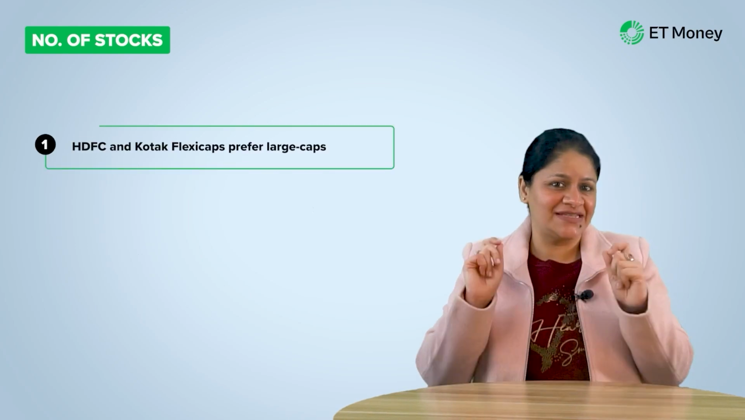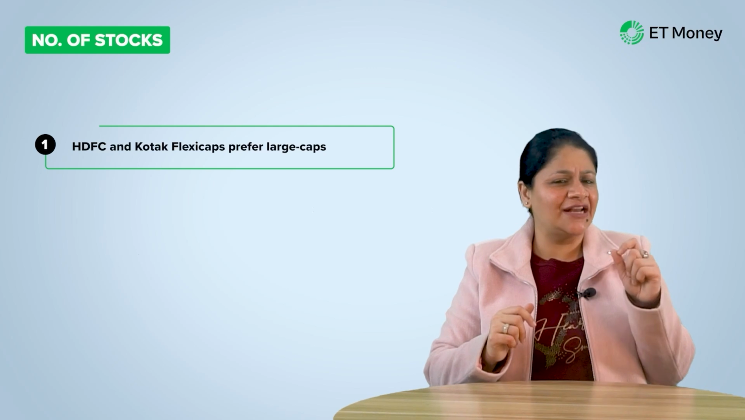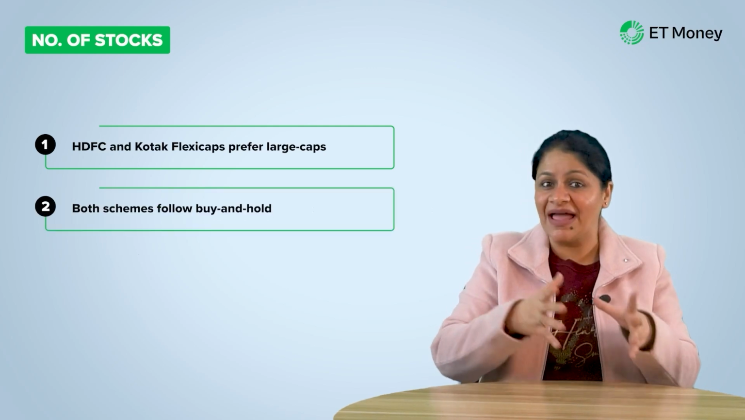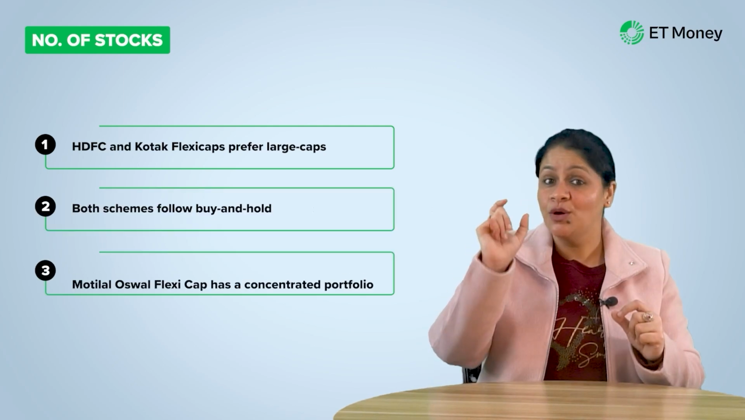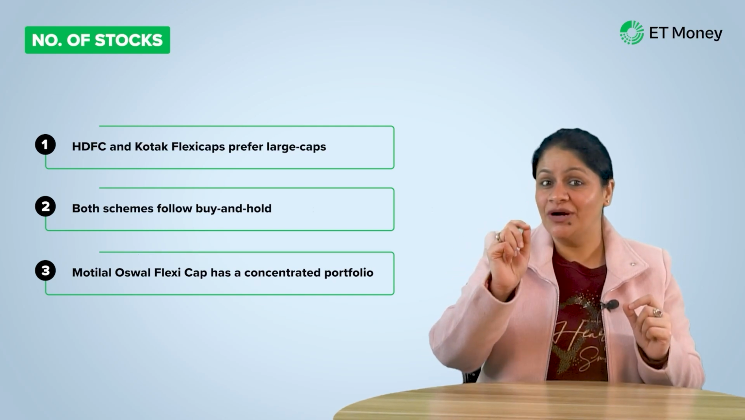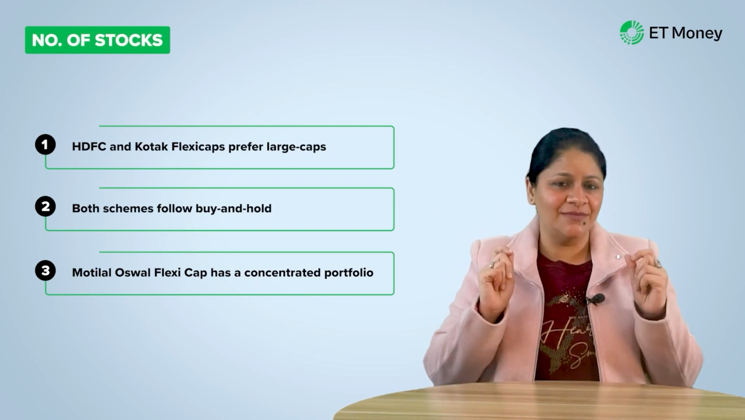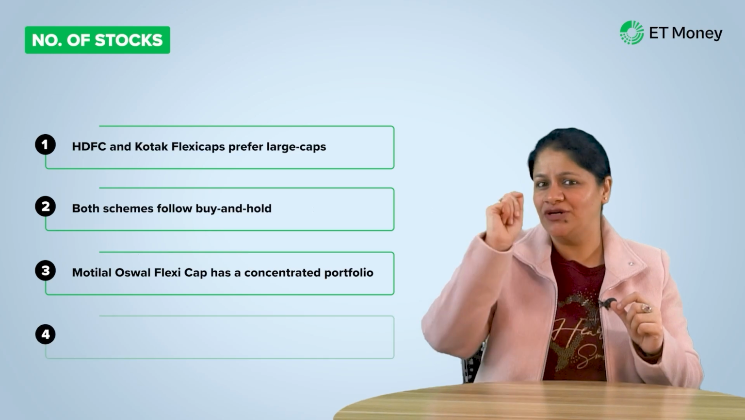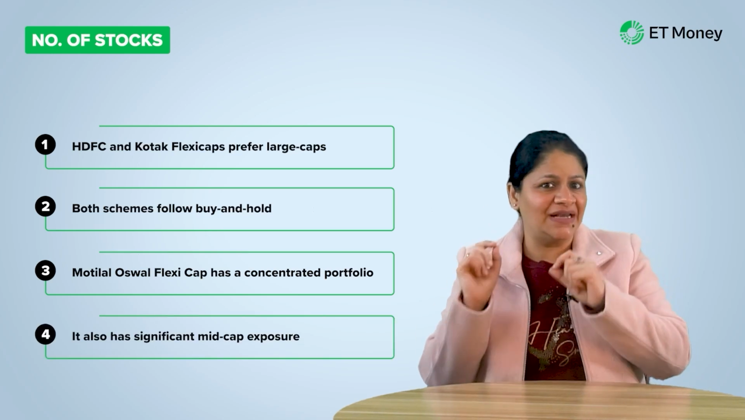To summarize, HDFC and Kotak Flexi Caps have a similar investment style. They like the comfort of large caps, maintain adequate diversification and follow a buy and hold investment strategy. Motilal Oswal Flexi Cap is entirely the opposite. It looks more like a fund that relies on momentum investing style and takes concentrated bets with a tilt towards mid caps. Now let's compare their returns.